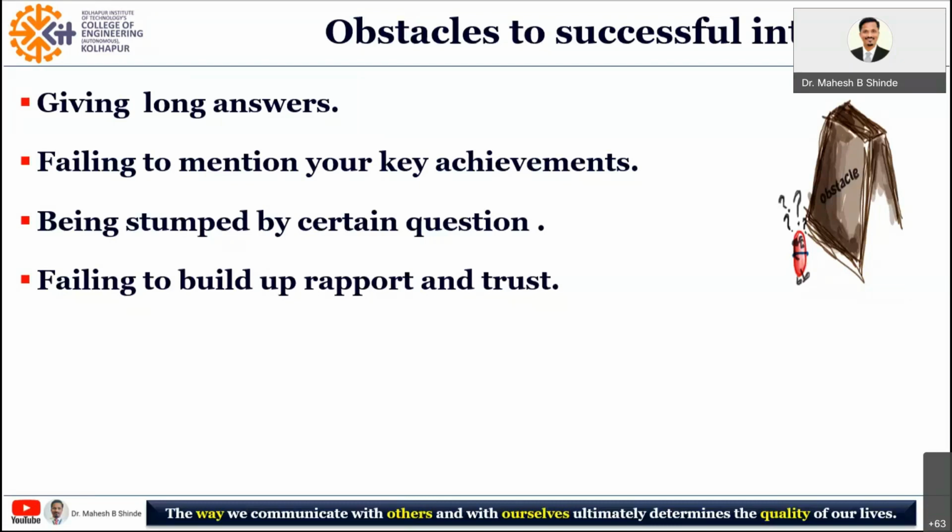Being stumped by certain questions. It happens that the second question you could not answer, question number 2, and you have that in your mind. Even if you are answering the third, fourth, fifth question, still you are feeling I could not answer the second question. That is getting stumped or stuck with a certain question. No, don't worry about those. Give short answers. All your key achievements related to that job profile must be mentioned, and for that reason you should practice in advance, jot them down in advance. Being stumped, don't worry about it, even if you don't answer some questions.